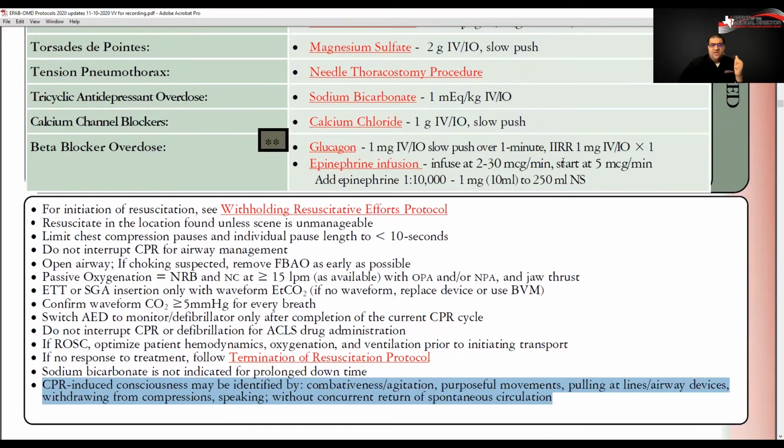And then again, that upping of the epinephrine starting dose for patients in beta blocker overdose. If you are successful in resuscitating them and you think it's a beta blocker overdose, when you begin your epinephrine infusion, you can start it at a higher dose there.